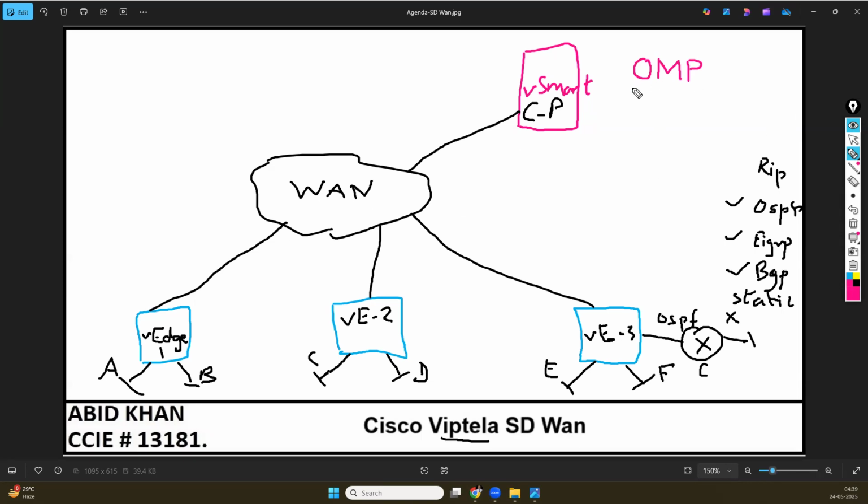Once we have configured all the components in Cisco Viptela SD-WAN, the OMP protocol is enabled by default. We don't need to specify that OMP has to be enabled. It is enabled by default, and only OMP will run between this centralized control plane and the WAN edges. Here we cannot have static routes or any of the traditional routing protocols. Only one protocol.